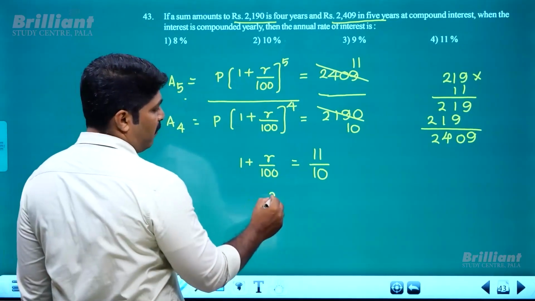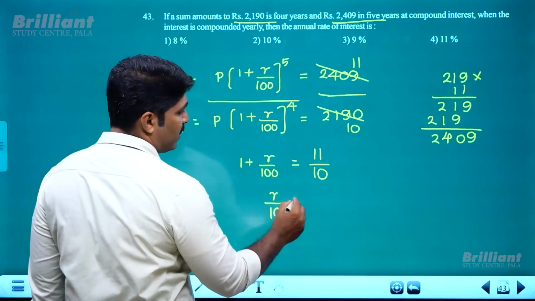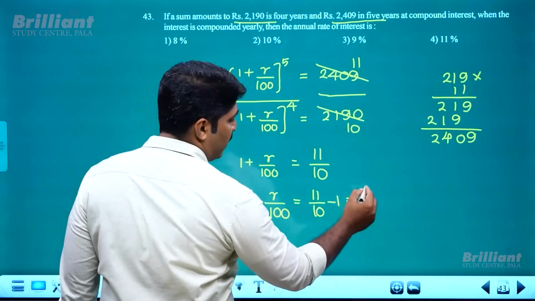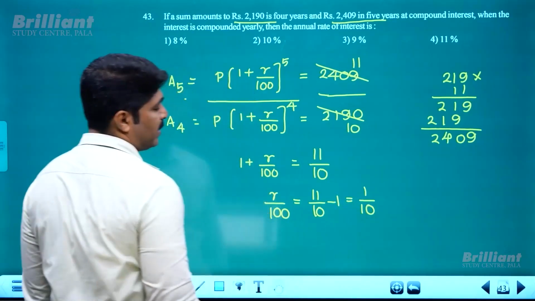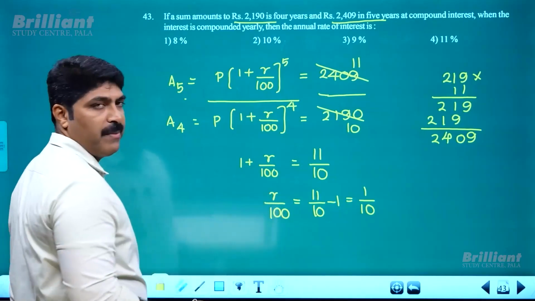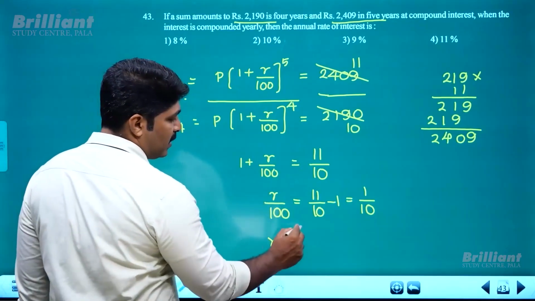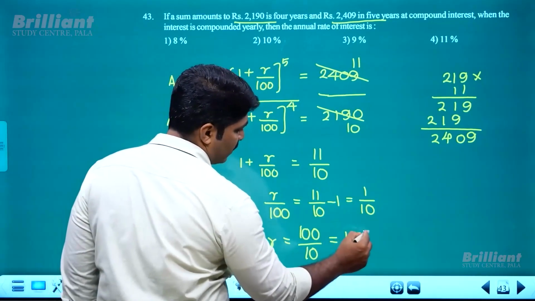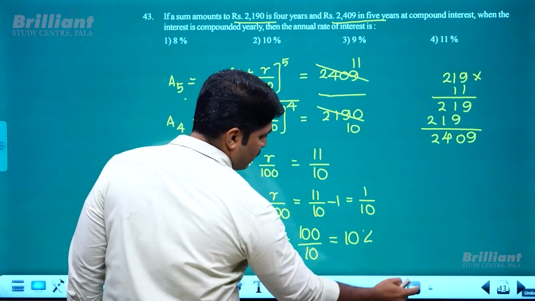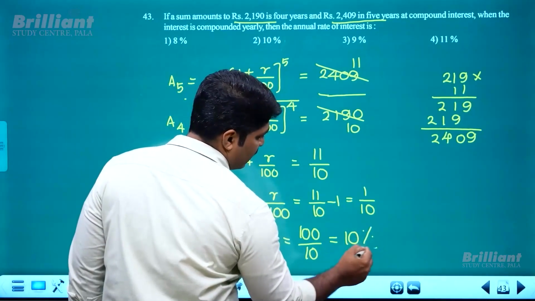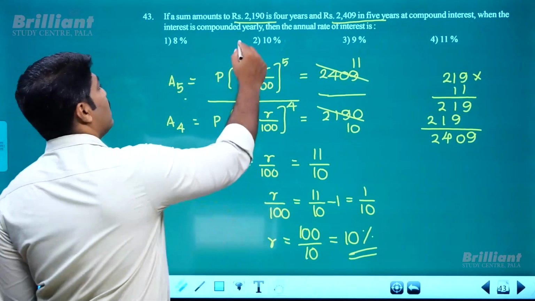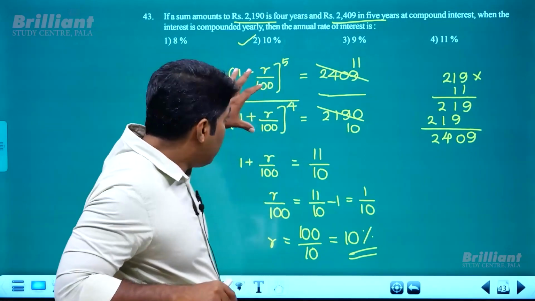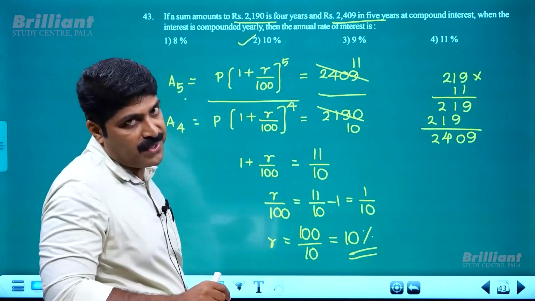From this step, what is R by 100? We can find it. This is 11 by 10 minus 1, that is simply 1 by 10. As R by 100 is equal to 1 by 10, what is the value of R? That is 100 by 10, which is equal to 10%. So the answer is 10%. Here the answer is option 2. So this is a tricky way of approaching this type of question. Understand this approach for finding the answer of similar questions. Okay.